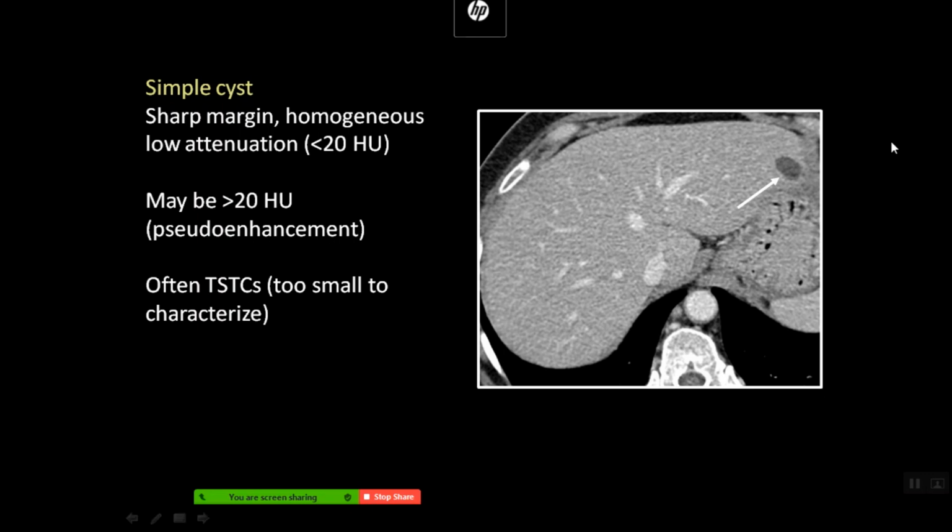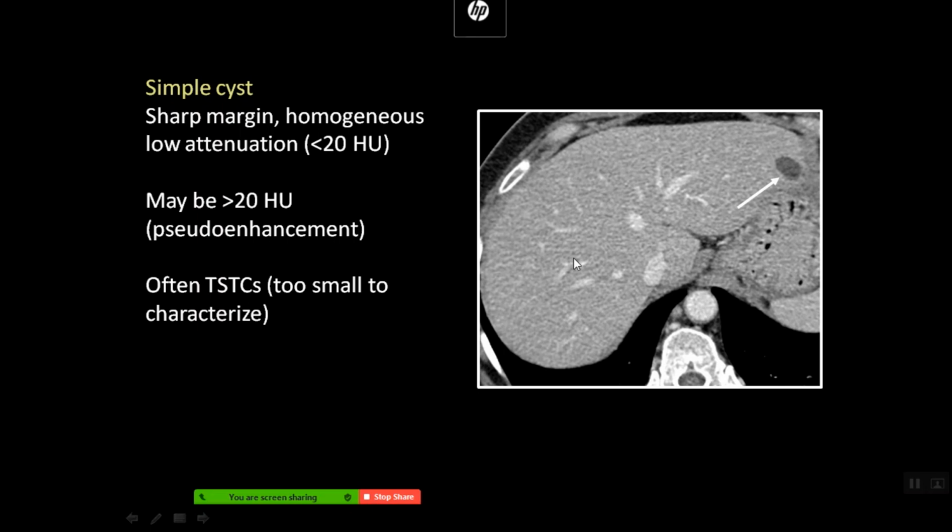Okay, so it's always sharply marginated, homogeneous, low attenuation. Rarely there will be bleed or infection. It's almost never, right? Sometimes there can be pseudo enhancement. So it might be like 20 or 10 on the non-contrast and more than 10 HU in the contrast. So don't worry too much if it's just like 10-20 HU enhancement. That is fine. That can happen in a simple cyst.